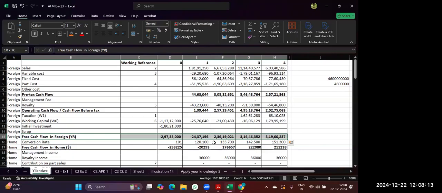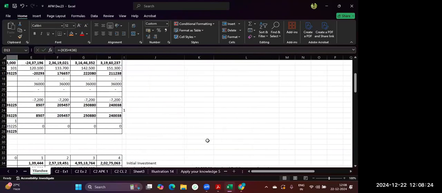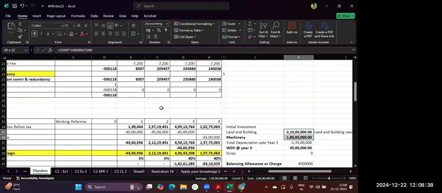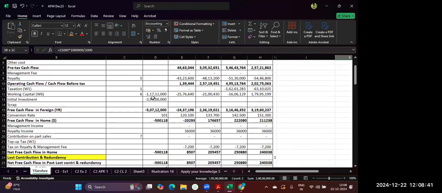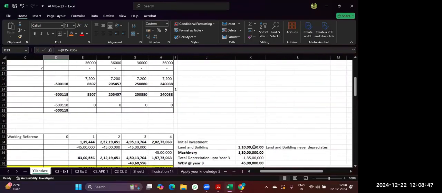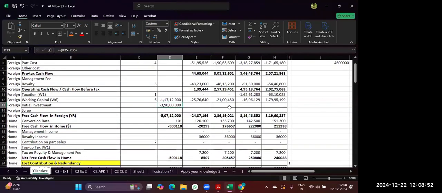So the initial investment should be the machinery plus the land and building, right? Correct, it's the total investment, right? It's 39,000 million. I took it directly in millions, so it is 21 million plus 18,000 million. So it comes to 39,000. This is correct? Yes, sir.